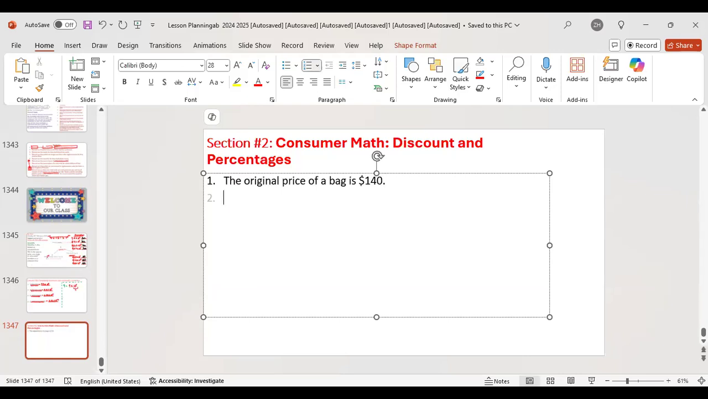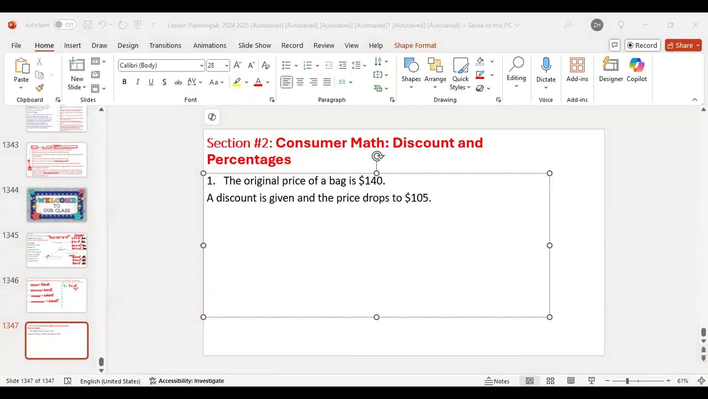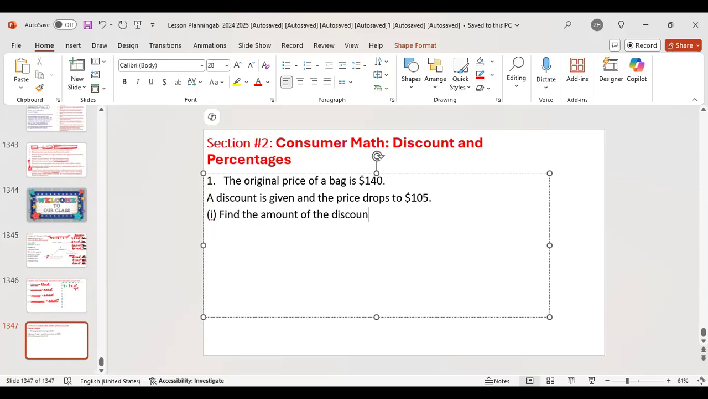The original price of a bag is $140. A discount is given, and the price drops to $105. Find the amount of the discount.